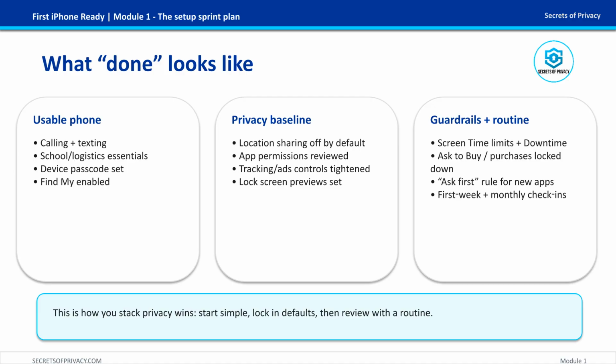That means you're not accidentally sharing location, apps don't have broad access by default, and you've reduced the obvious tracking exposure. Third, and this is the part most people skip, you have guardrails plus a routine. Guardrails handle the day-to-day, and the routine is what prevents the setup from slowly drifting over time. If you get those 3 pieces in place, you've already made your child a harder target, and you've made your own life easier.